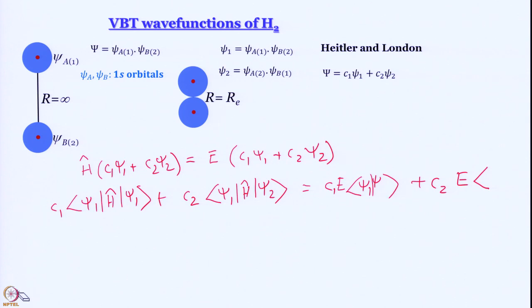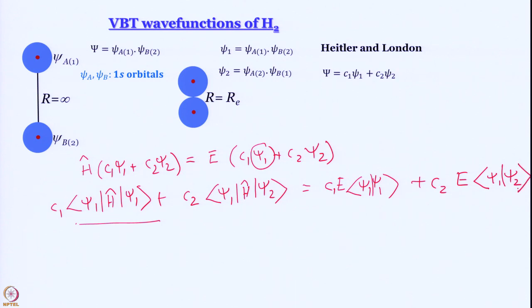I got distracted a little bit. So, c1 E psi 1 integral psi 1 over all space. Remember, I am left multiplying by psi 1 and integrating over all space. All r in this case, because we are talking about 1s orbitals, c2 E psi 1 psi 2.